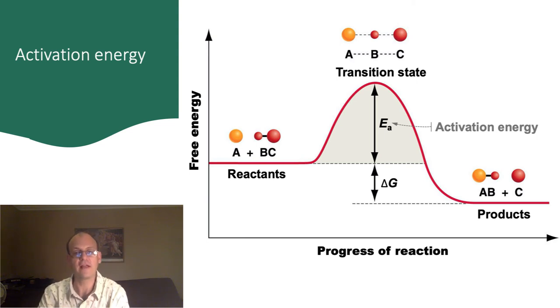In order for this reaction to happen, A must collide with BC with a lot of force. If the temperature of the reaction is increased, more molecules of A will collide with BC with enough force to overcome that transition state, and the reaction will proceed more quickly. At lower temperatures, however, only rarely will collisions happen with enough force.